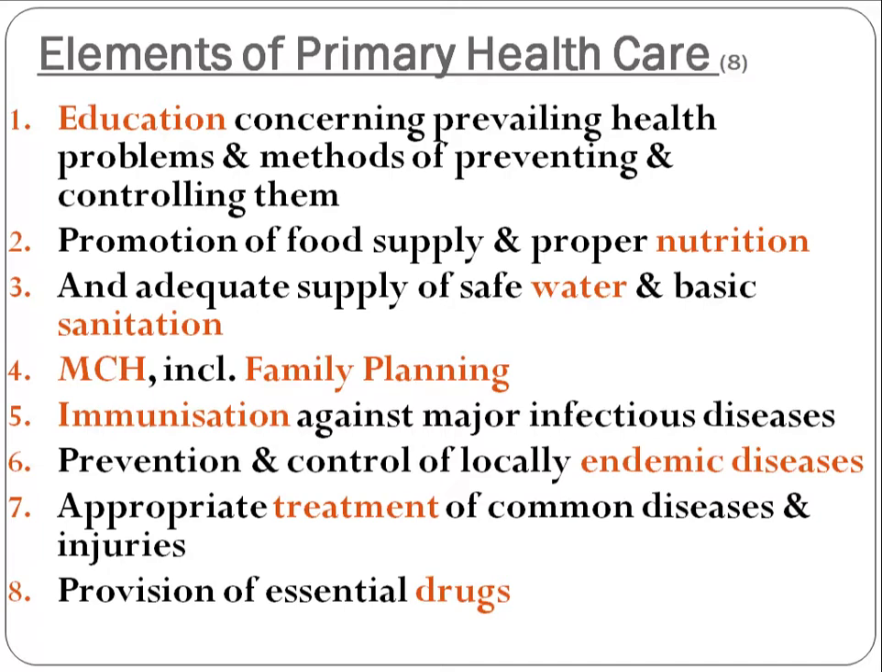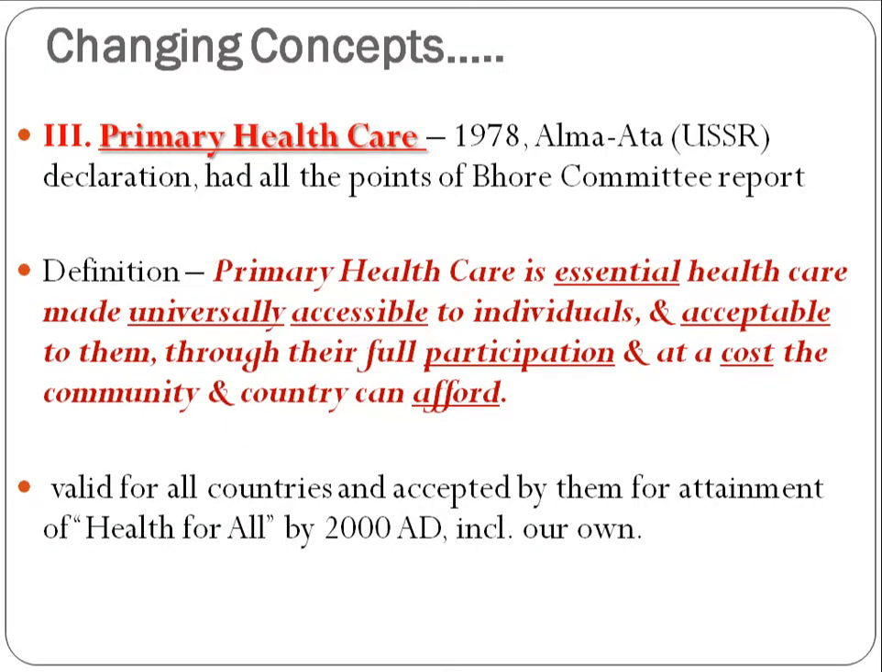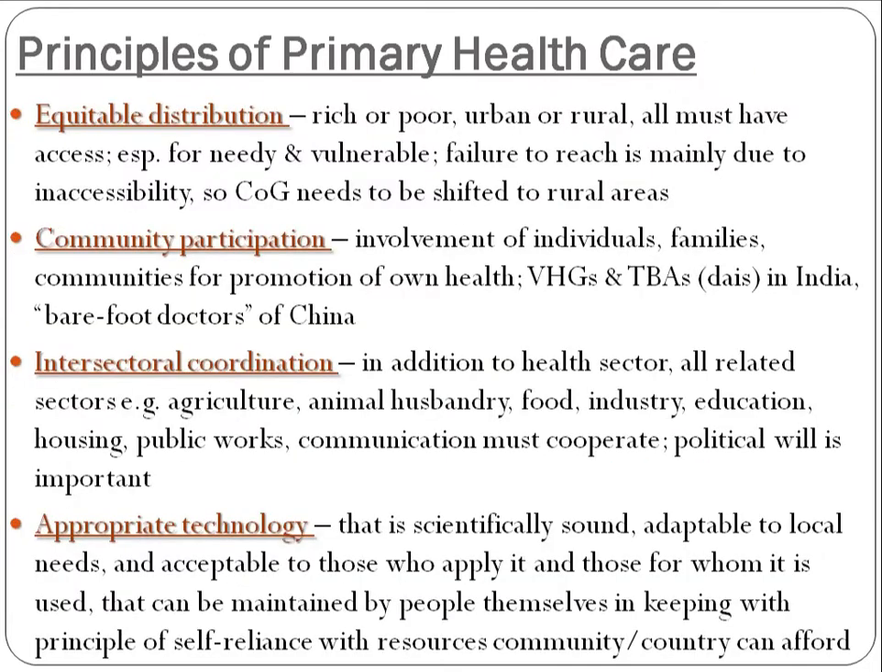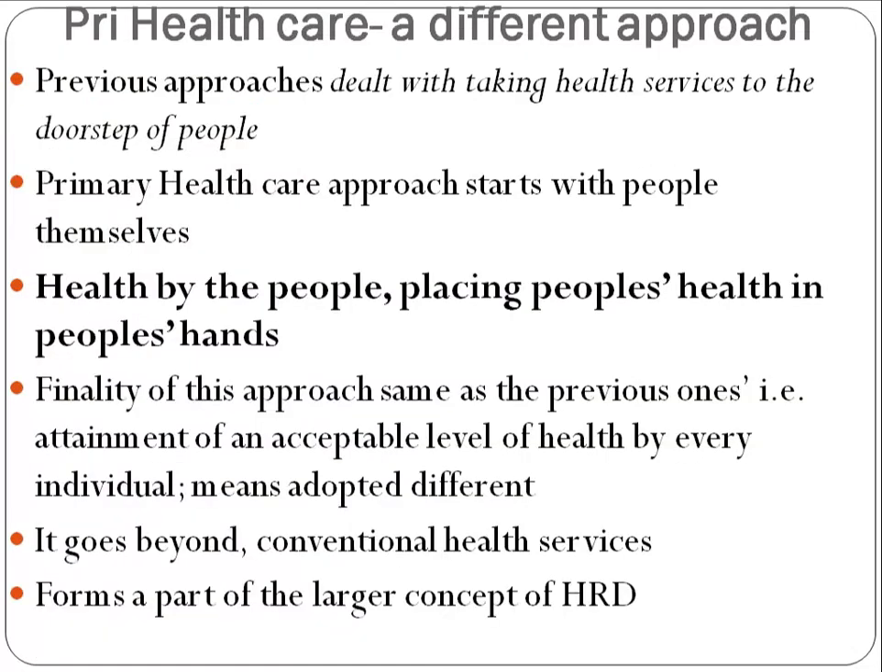principles of primary healthcare. So to repeat, there are 8 elements of primary healthcare, which is defined as essential healthcare made universally accessible and acceptable to all through full participation at a cost the community and country can afford. And there are 8 elements and 4 principles of primary healthcare. Remember that. Very, very important. You have to remember them for the exam.